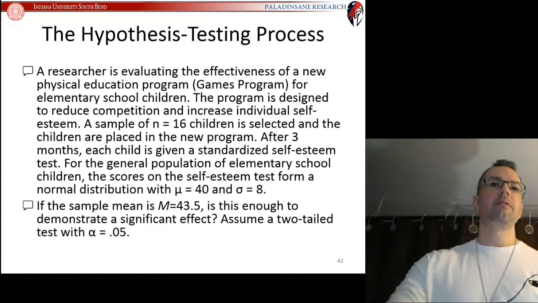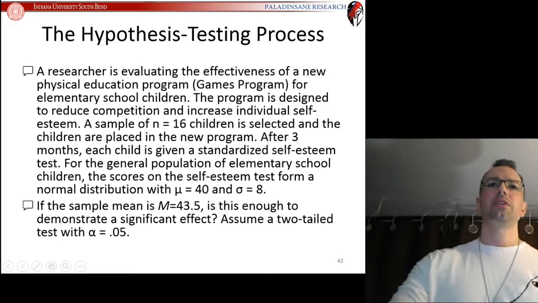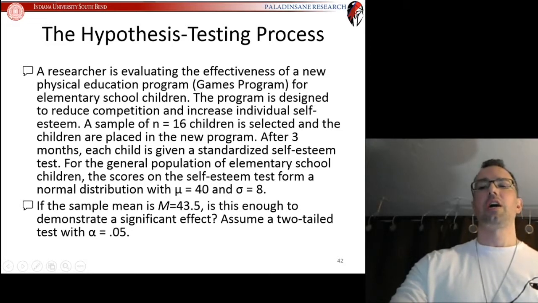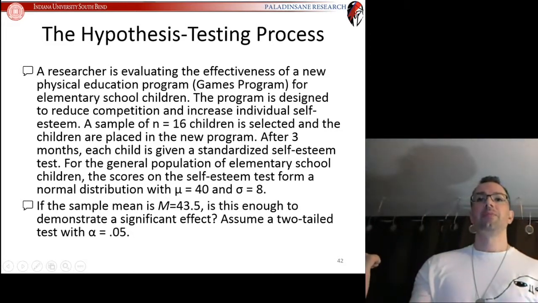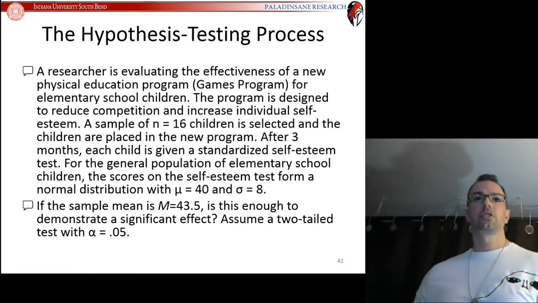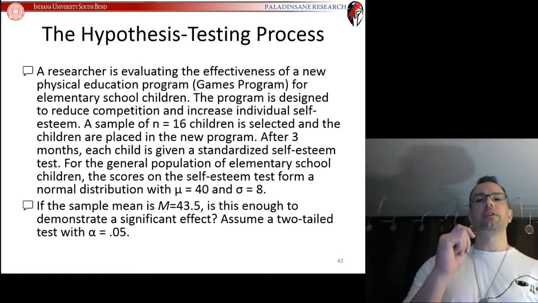So that's the important question, because we can very easily just take a look at these numbers here and say the mean of my sample, their self-esteem is 43.5. The mean of the population is 40, right? This is grade 2 math right here. 43.5 is larger than 40. So it's easy to say that our sample has a higher self-esteem than the average student.